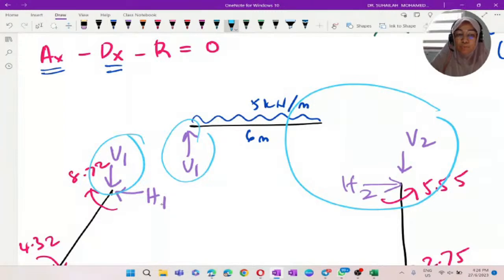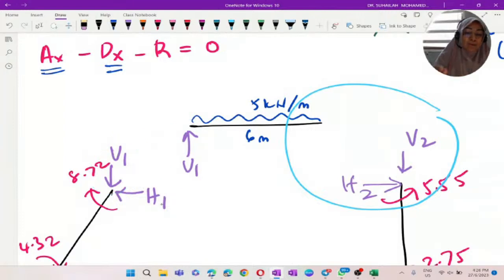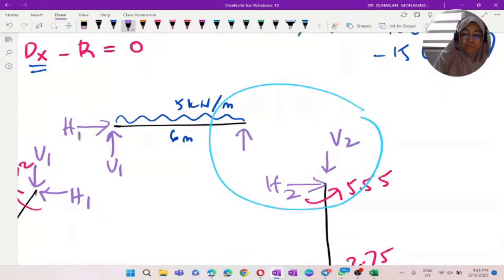Previously we talked about joint moment. This is actually coming from the joint as well. So the joint itself must be in equilibrium. That is why we get it like this. V1 in AB will be equal to V1 in BC, and H1 also in opposite direction. This is H1, and we get V2 opposite and H2 opposite.